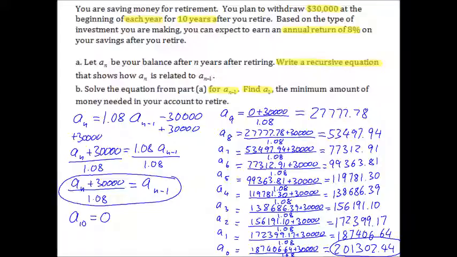The total amount you need to start is $201,302.44, and that's not so bad really if you think about wanting to withdraw $30,000 for 10 years in a row. 30 times 10 is 300,000. You only need to start off with 200,000, and that is because of the interest that you earn each year on the remaining amount. Still, $200,000 is a lot of money, so you better start saving.